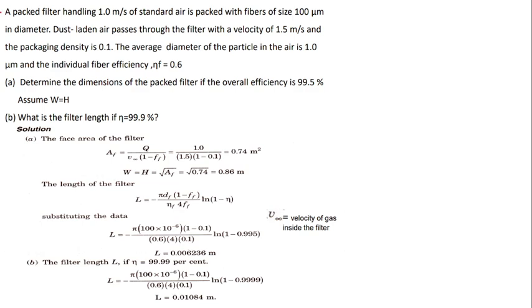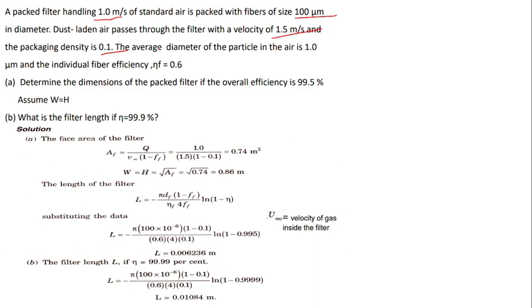Next question is, a packed filter handling 1 meter per second of standard air is packed with fibers of size 100 micron. So the packed filter is going to handle air at a velocity of 1 meter per second, and it is packed with fibers 100 micron in diameter. Dust laden air passes through the filter with a velocity of 1.5 meter per second, and the packing density is 0.1.